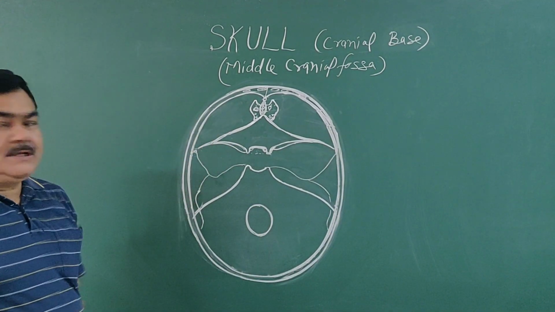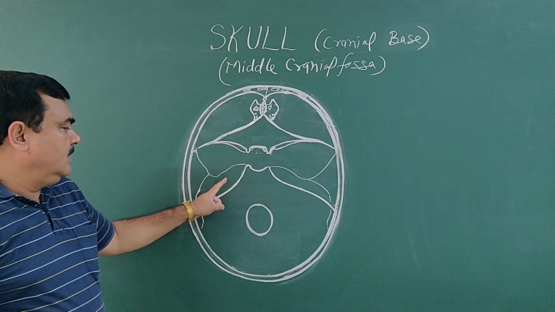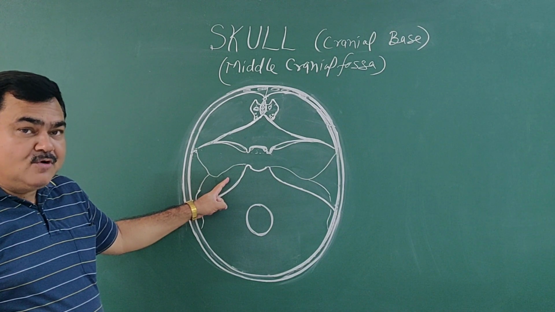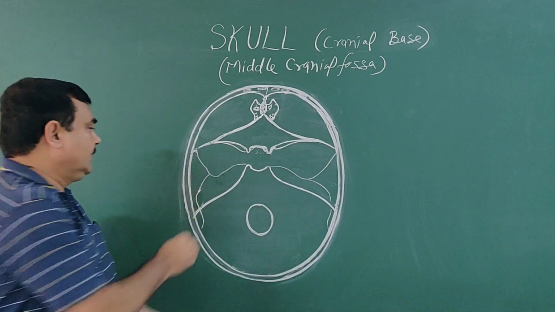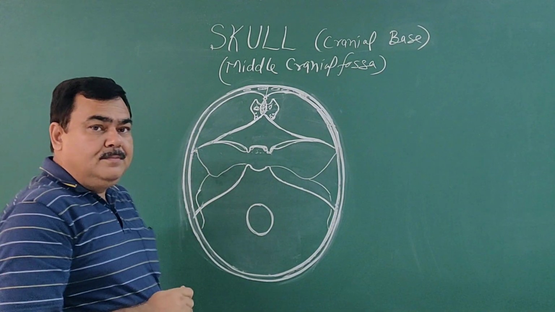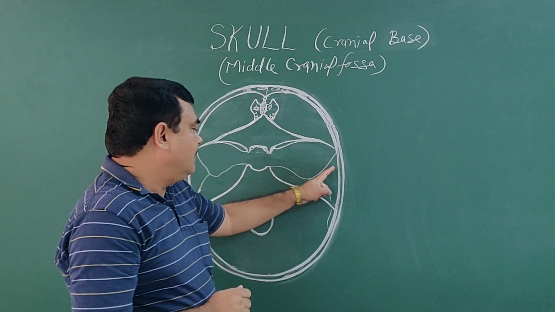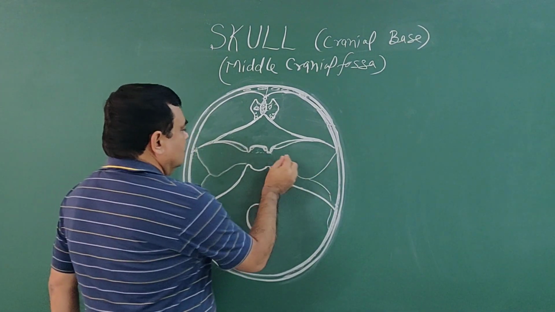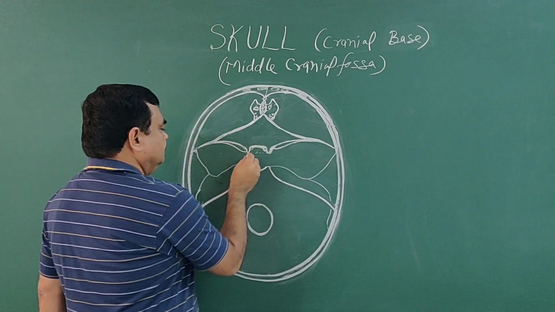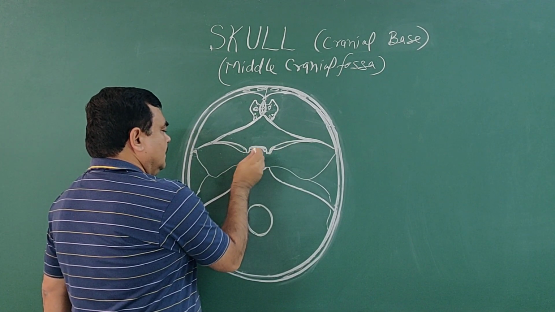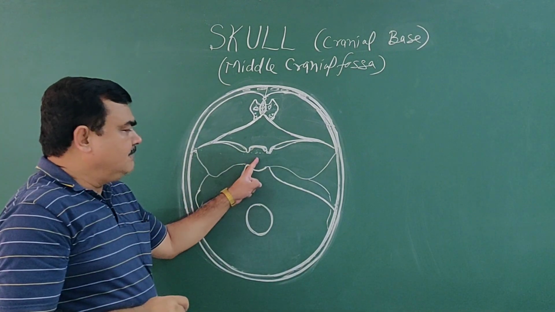Now the floor. The floor is formed by the greater wing of sphenoid, here the petrous temporal bone, and this part is the parietal bone. So here you can see this part. This part is the body of the sphenoid.